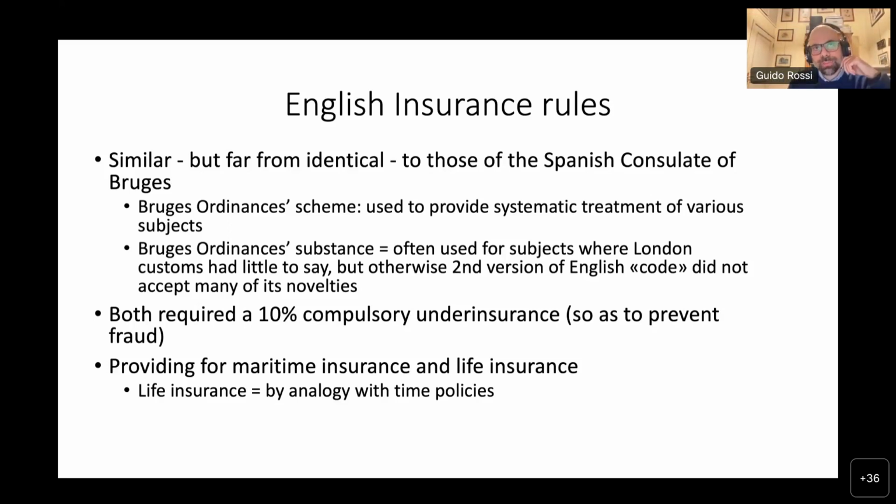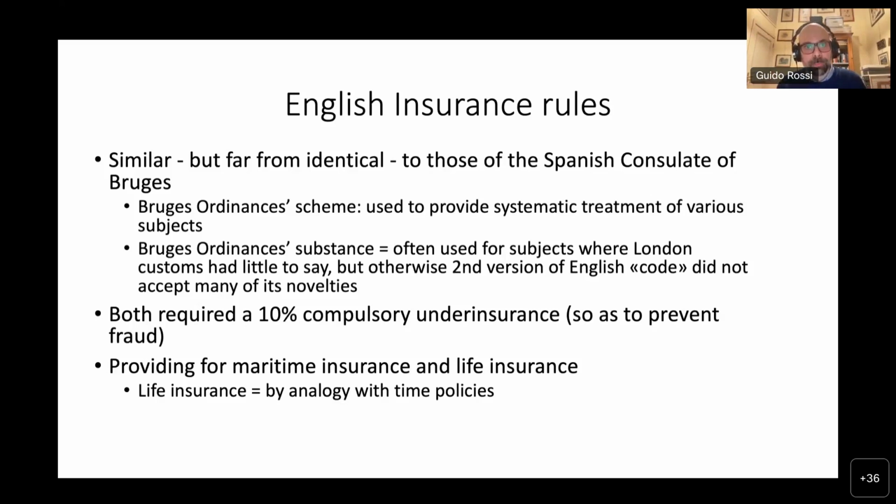And another subject in which both ordinances are very similar is that they both provide for life insurance. Life insurance at the time really was a new subject. These are two of the first compilations that actually say something about life insurance. And we can see that really life insurance stems from maritime insurance because it's modeled on time policies. For maritime insurance, the policy would say that the ship is allowed to go north and south, east and west one or more times.